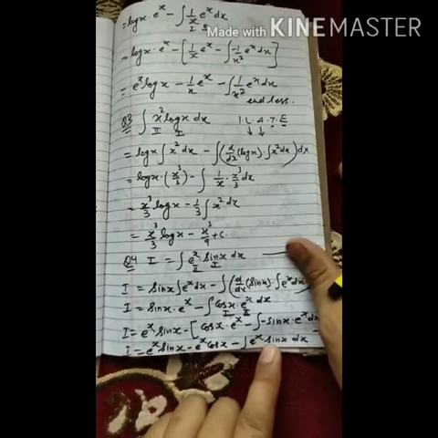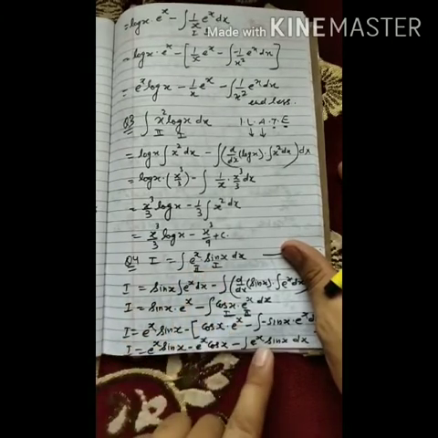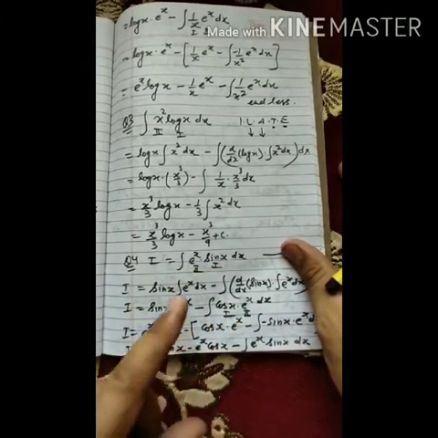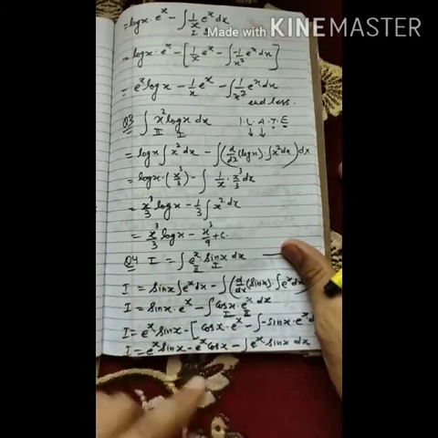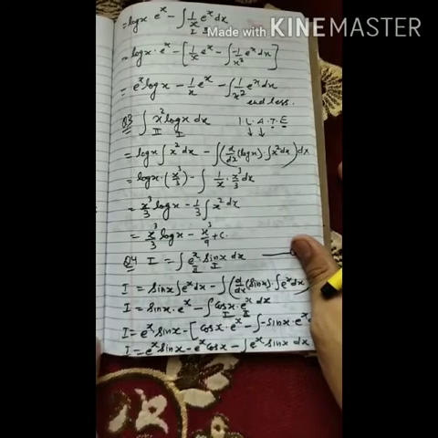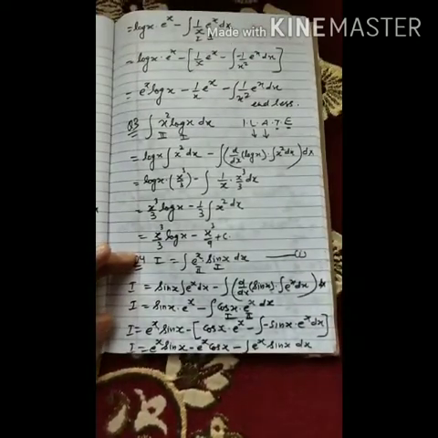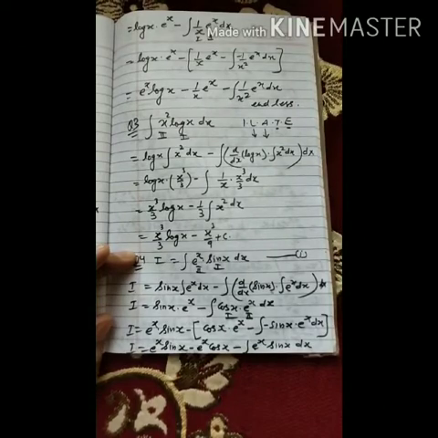Now e^x sin x, this was our question, which is equal to I. So this question is repeating again, so replace this whole by I. Okay, so minus I, and this I will come to this side, so it will become plus. Okay, so here are the methods to solve integration by parts.